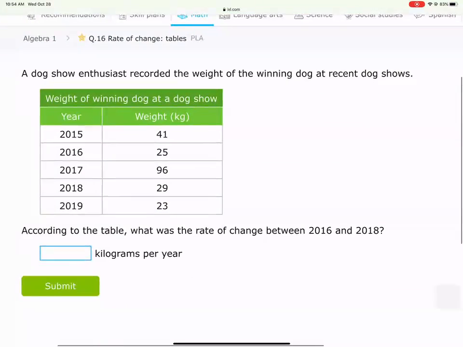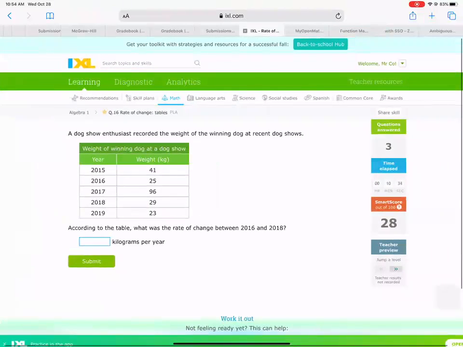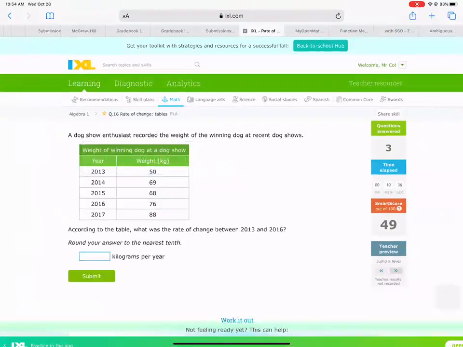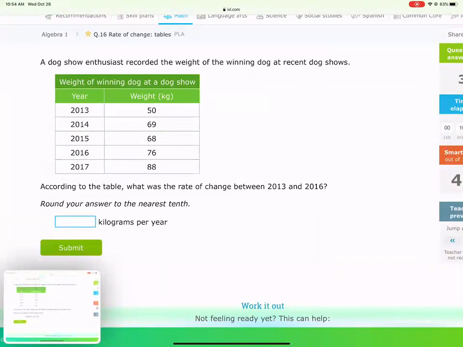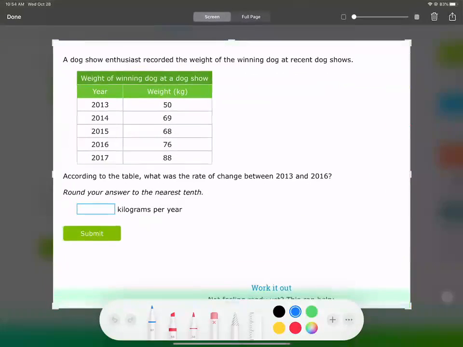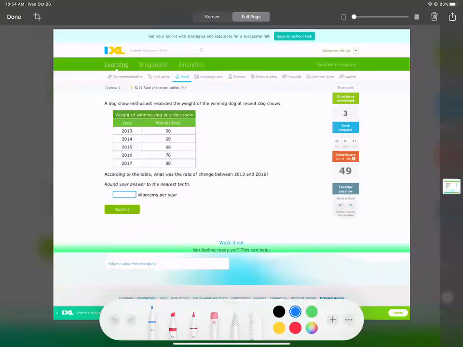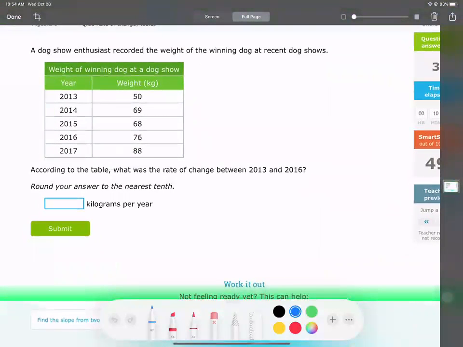Okay, now let's do this. Let's jump one more. Okay, so a little bigger numbers, about the same. A dog enthusiast records the weight of winning dogs in a recent show. In recent dog shows. Okay, so here's the numbers. So now according to the table, what is the rate of change between 2013 and 2016? What is the rate of change?